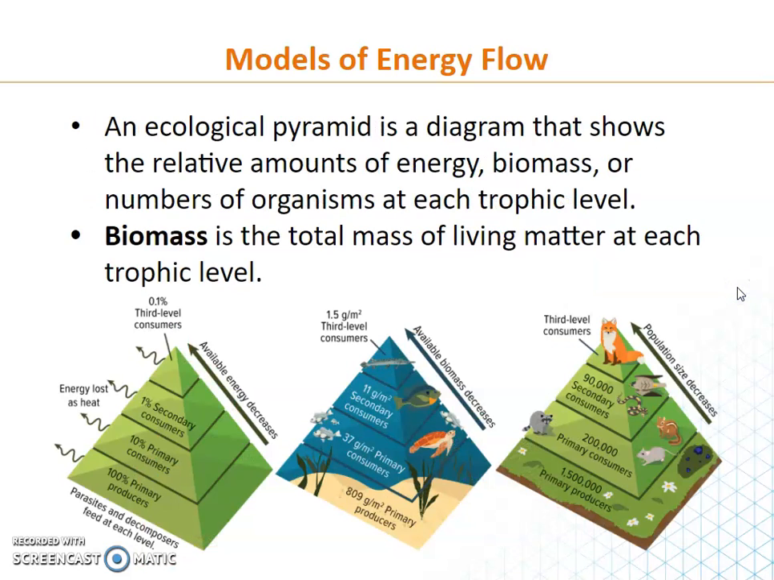Models of energy flow. We're going to use ecological pyramids to show an amount of energy that is available. An ecological pyramid is a diagram that shows the relative amounts of energy, biomass, or number of organisms at each trophic level. Biomass is the total mass of living matter at each trophic level.